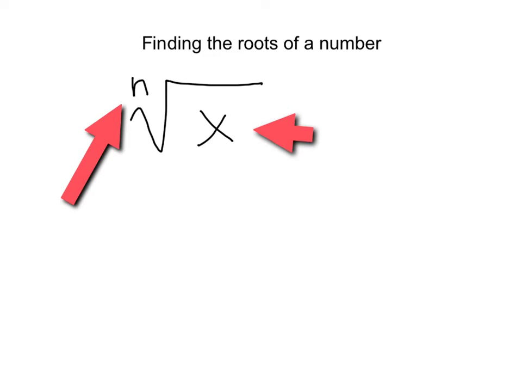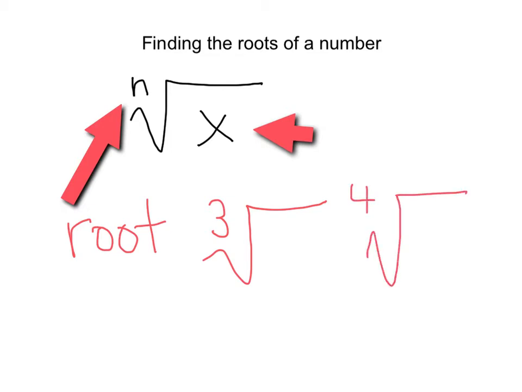Now, here is the symbol you would find on a scientific calculator for finding the roots of a number. Notice that the little n is the number that represents the root that we want to take. If that little n was a 3, that means we're taking the cubed root. If it was a 4, that means we're taking the fourth root, the number multiplied 4 times to get the number that's inside our root symbol, our radical symbol.